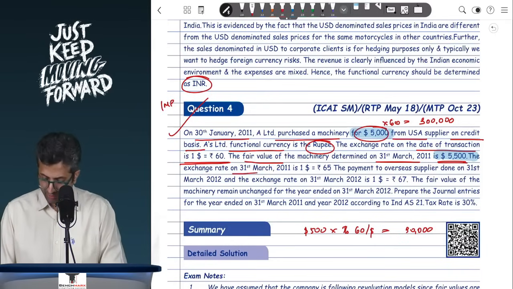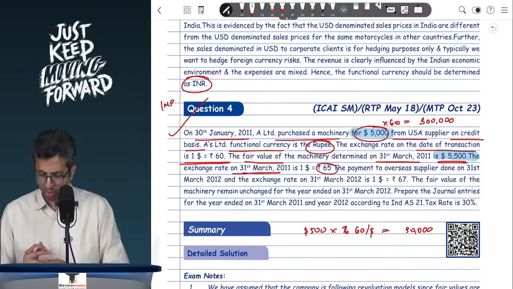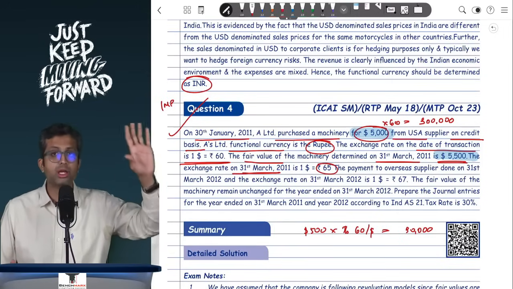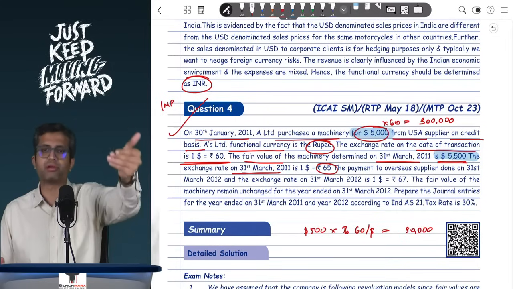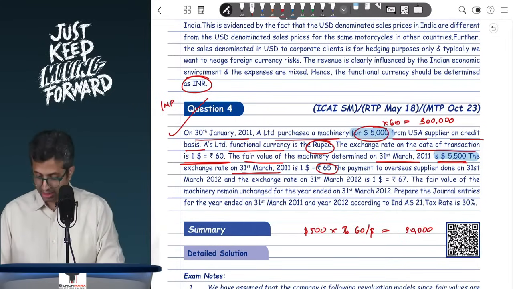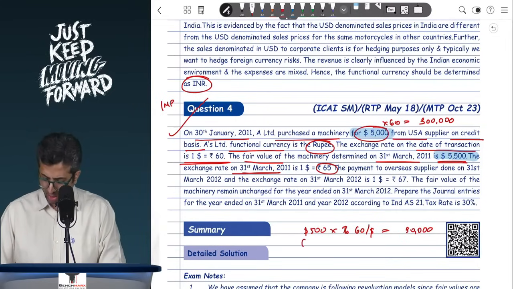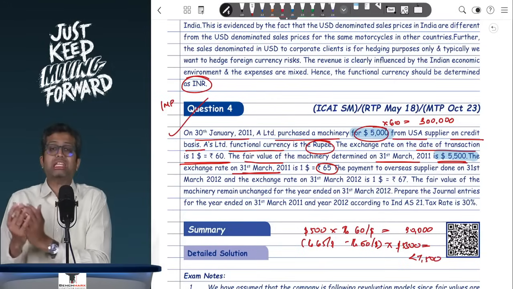The exchange rate on 31st March 11 is rupees 65. Now, originally the 5,000 was recorded at 60. The additional 500 also you recorded at 60. And hence, if I have to measure the foreign exchange impact, I will say that rupees 65 per dollar minus rupees 60 per dollar, and hence that is 5 rupees per dollar into 5,500. And hence this will probably come to 27,500. This is also an increase.